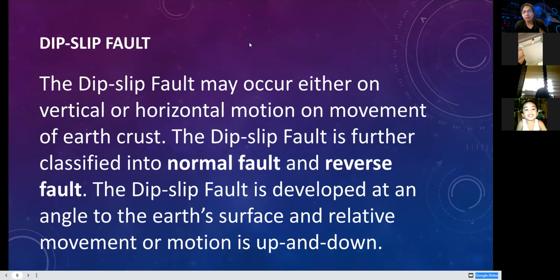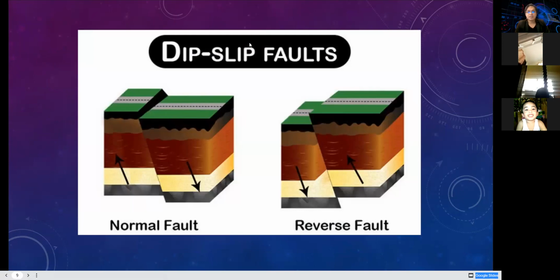The dip slip fault is further classified into normal fault and reverse fault. We have two classifications. Again, in strike slip fault, we have right lateral strike slip fault and left lateral strike slip fault, so we have two types. In the dip slip fault, we also have two: normal fault and reverse fault. What's with the normal fault and reverse fault? The dip slip fault is developed at an angle to Earth's surface and the relative movement is up and down. If it is up and down, this is a dip slip fault. This is the normal fault.